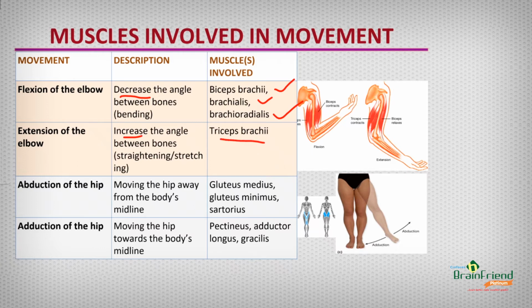Another common example of muscular movement is the abduction and adduction of the hip. The abduction of the hip is moving the hip away from the body's midline, and the muscles involved are the gluteus medius, gluteus minimus, and the sartorius. In the adduction of the hip, the hip is moved towards the body's midline, as shown in the image here. And the muscles involved are the pectineus, the adductor longus, and the gracilis.